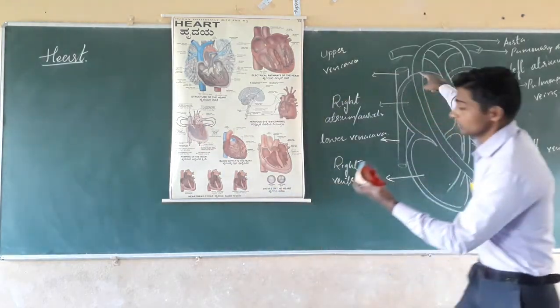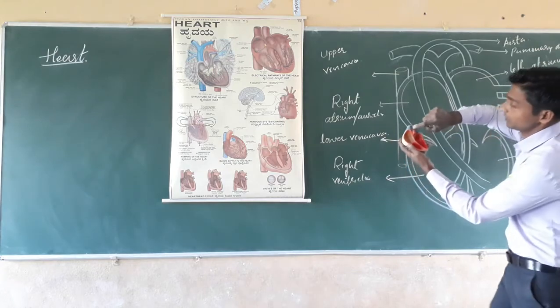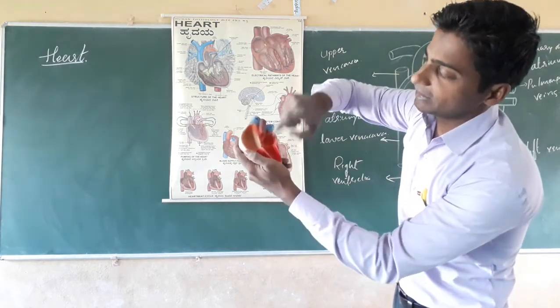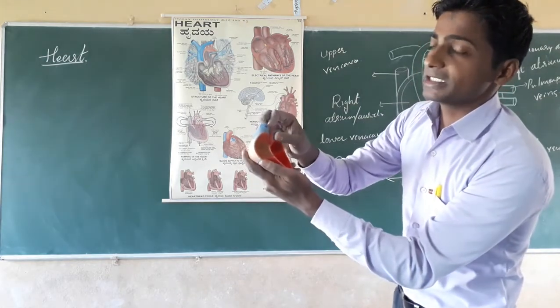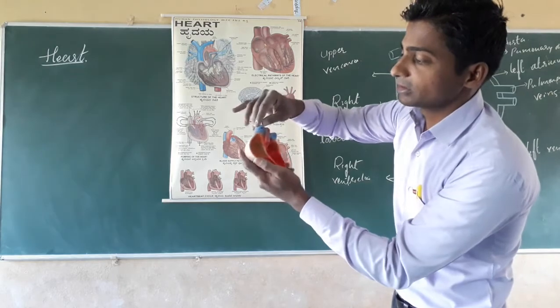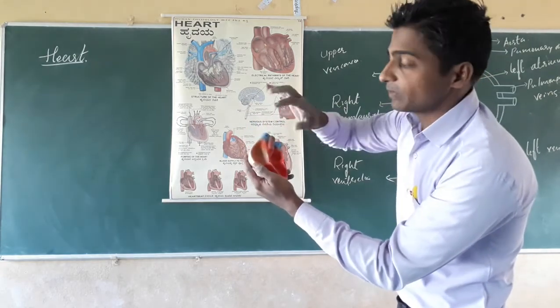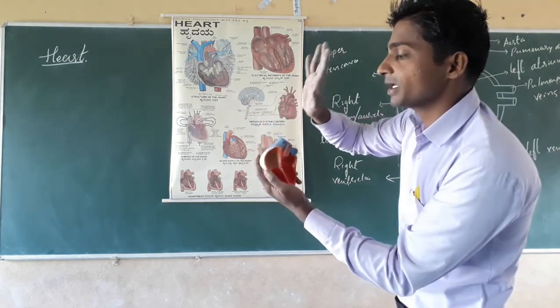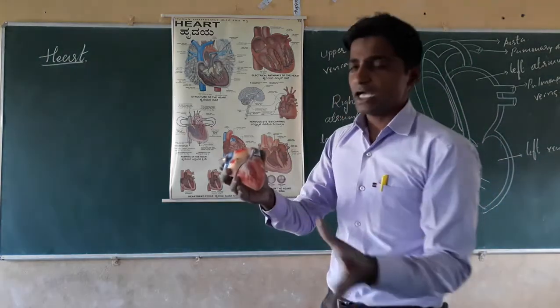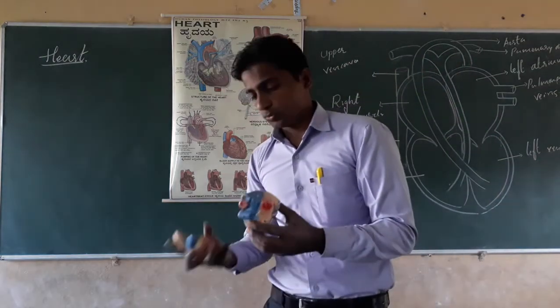The large blood vessel which originates from the left ventricle is called the aorta, and this one originates here in the right ventricle, and that is called the pulmonary artery. Isn't it? That's all about the human heart.